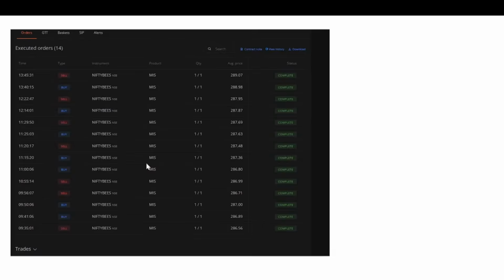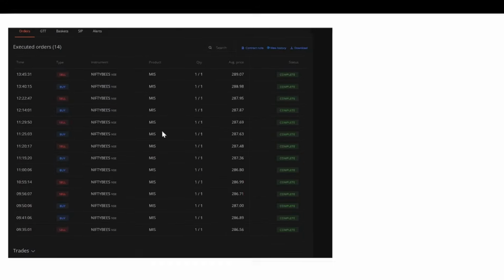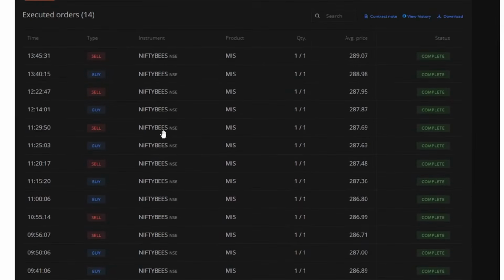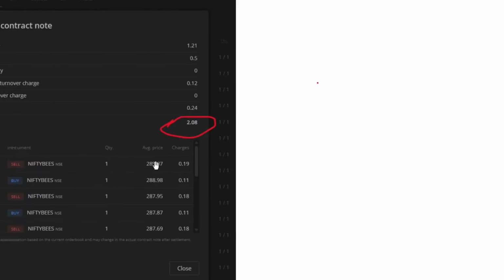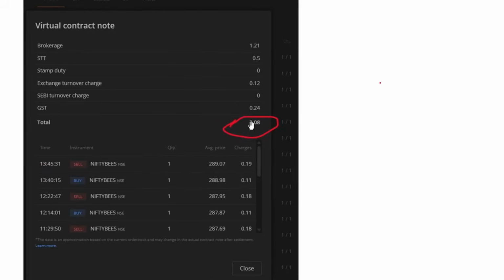So this is NiftyBEES chart, and these are the executed orders. You can see I have executed like 14 orders, and I am doing it with only one quantity of NiftyBEES, and that means 7 trades I have taken. And for the 7 trades, the charges I paid are 2 rupees. If I had traded in the actual options, even if I am trading with one lot, for these 7 trades I had to pay around 500 rupees of charges.